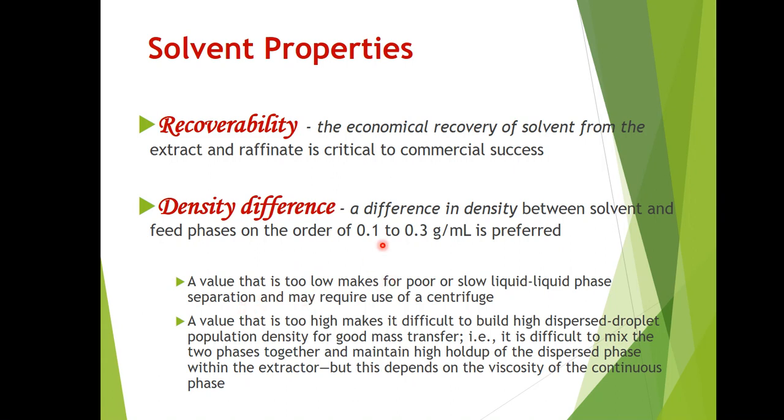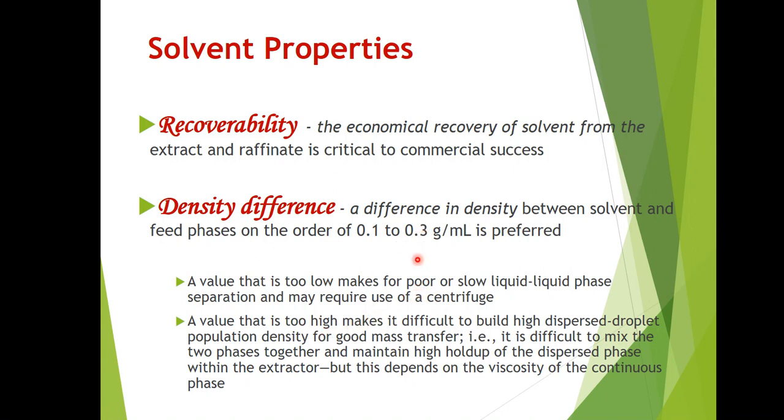A value which is lower, meaning less than 0.1, makes for poor or slow liquid-liquid phase separation and may require use of a centrifuge, meaning the process of extraction will be very slow. And as such, there's a need to centrifuge your feed and your solvent in that case so that you can separate the two layers. Now, what about if higher than 0.3?